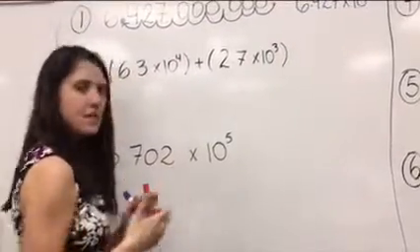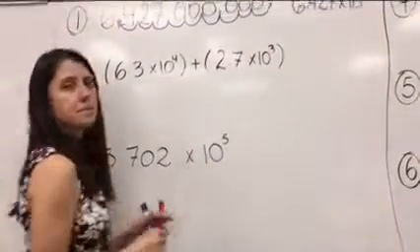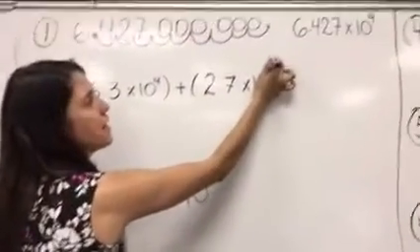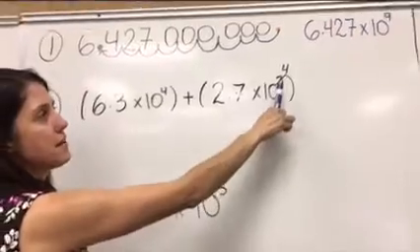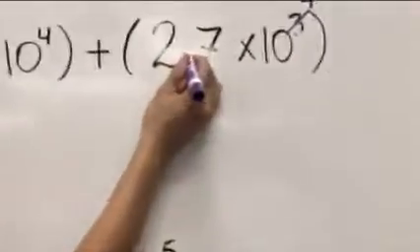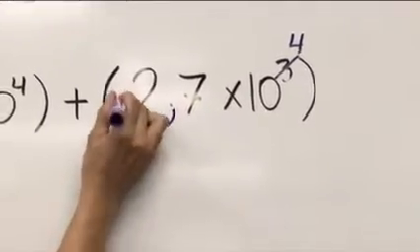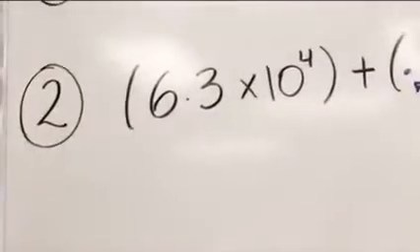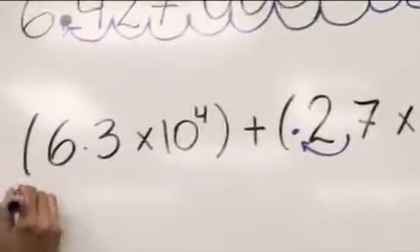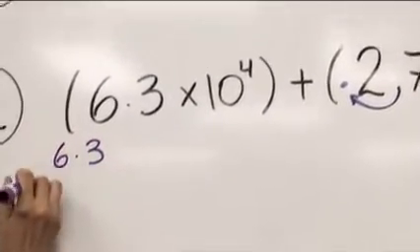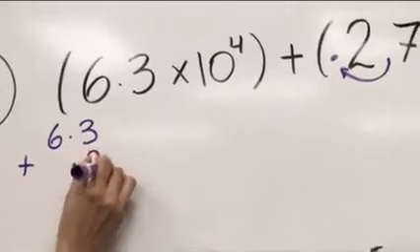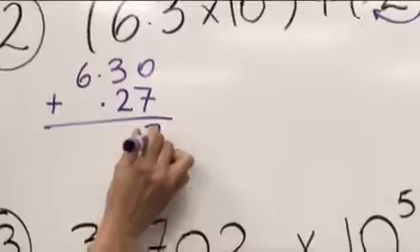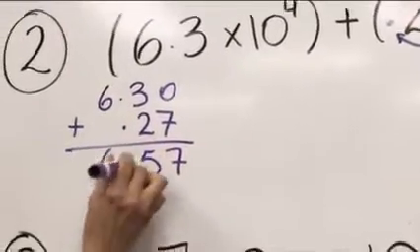So I usually, like I tell you guys, like to bring this up because it makes my life much easier at the end. So I'm going to make this 3 a 4, which makes, if the exponent went up, the decimal point goes back. So this becomes a 0.27. So now what I have is 6.3 plus 0.27. Which gives me 6.57.